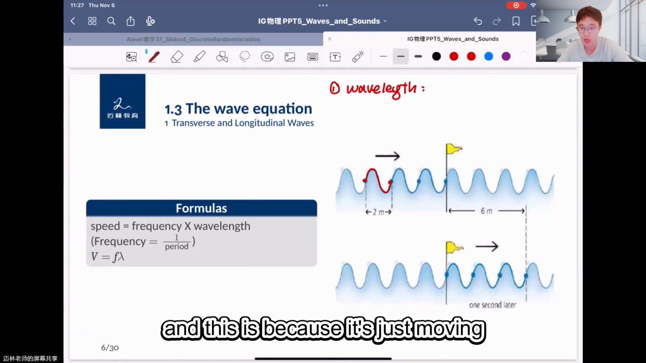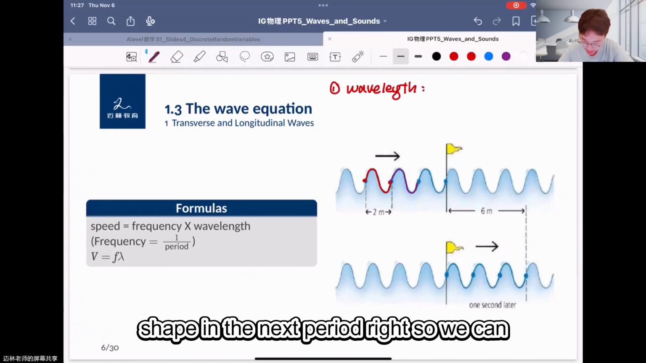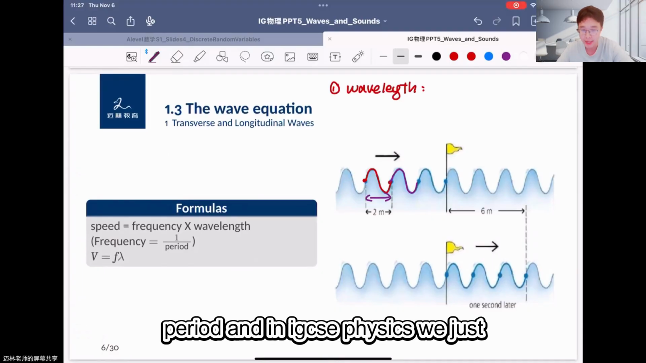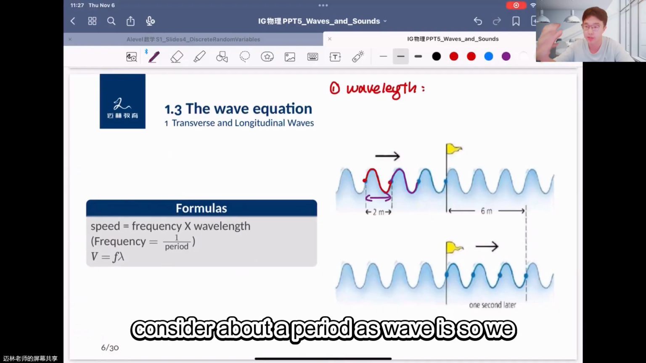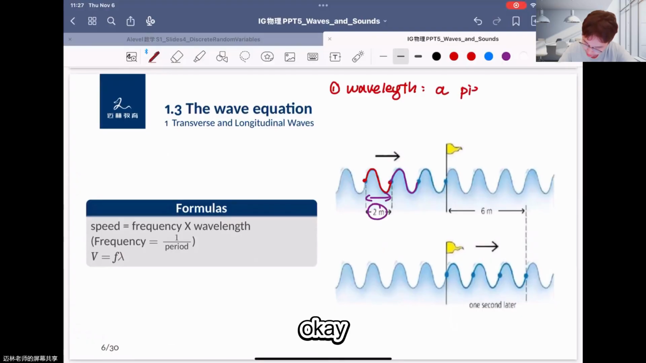And this is because it's moving through a period, and you can find the same shape in the next period, right? So we can say that the red part is a period. And in IGCSE Physics, we consider the period as the wavelength. So we can say that here the length is 2 meters. So wavelength just means a period of the wave, okay?